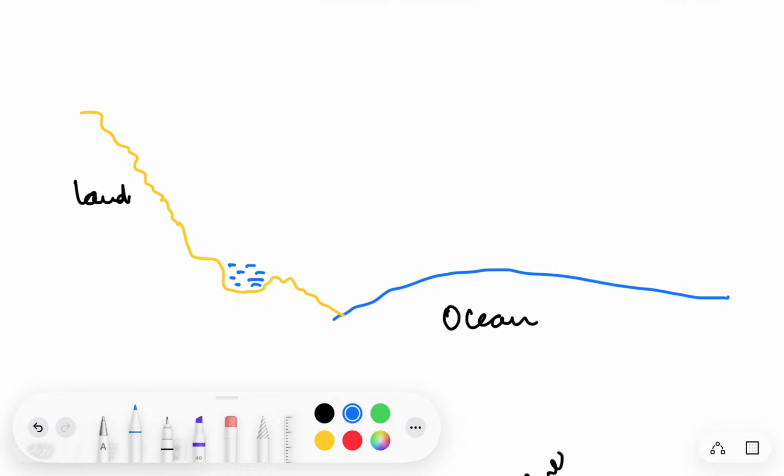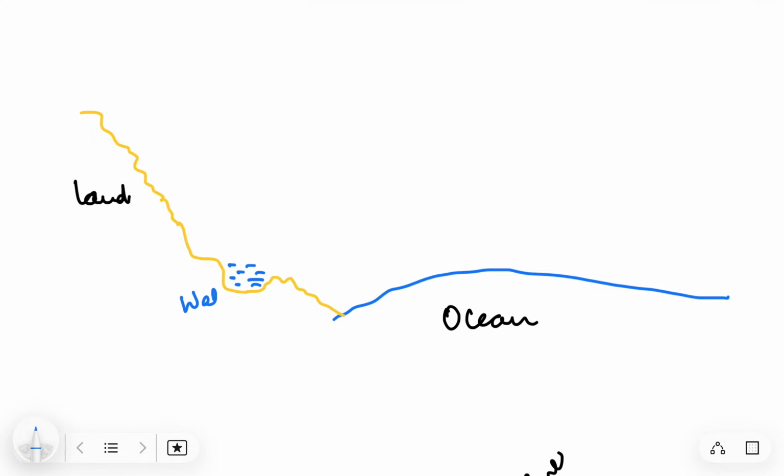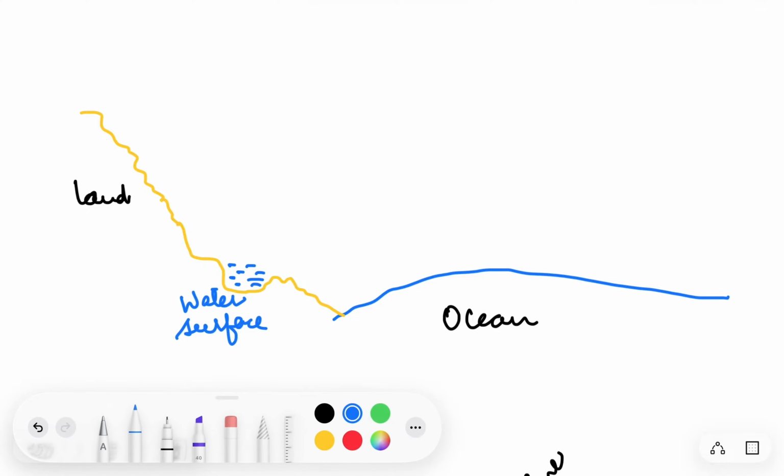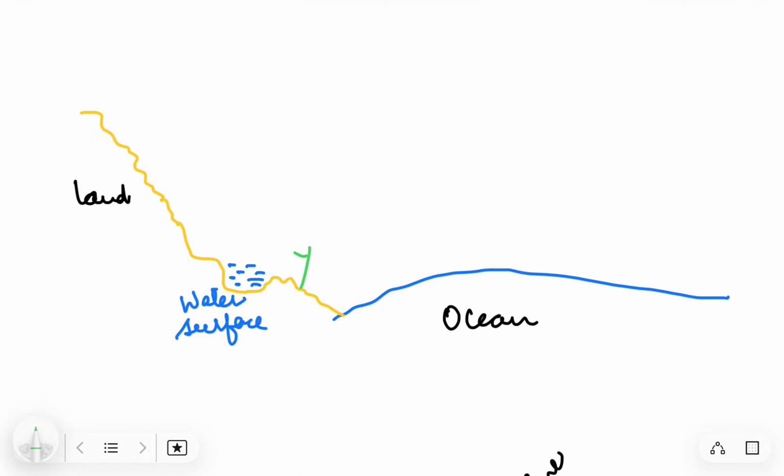It can be from a water surface, it can be in the form of a lake. Here we have some trees.